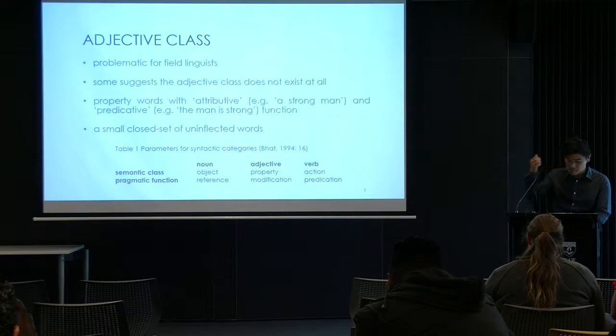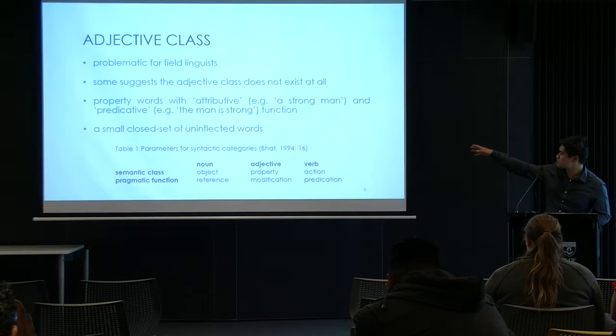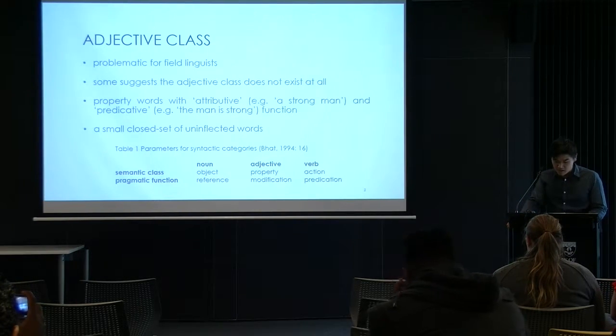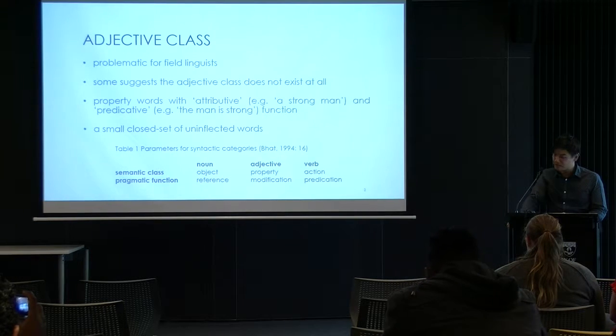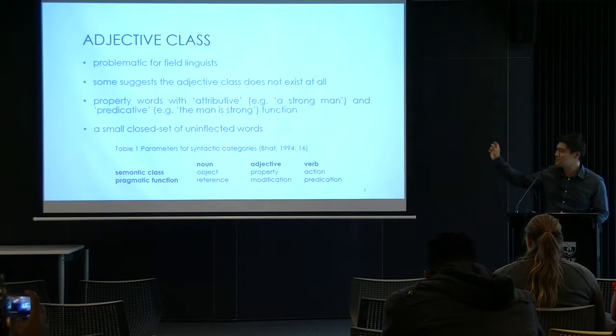Adjectives, or the subset of property words as they like to call it, can function as attributive, where you can see that strong modifies man, or they can be predicative, where man equals strong. It has also been found that in Oceanic languages, if an adjective class does exist at all, it is a small closed set of uninflected words, so pretty much a standalone word.